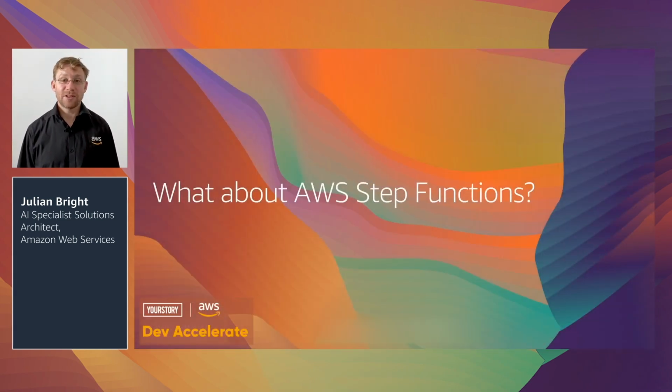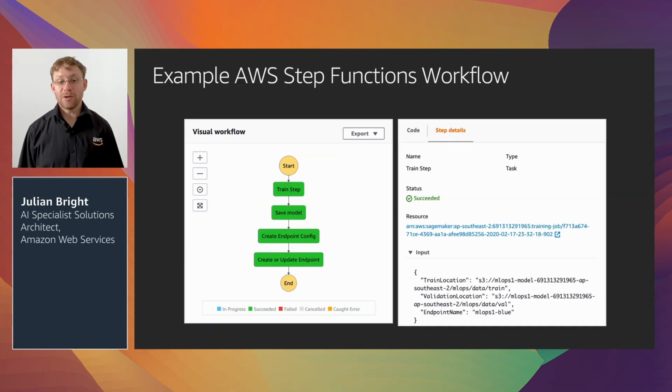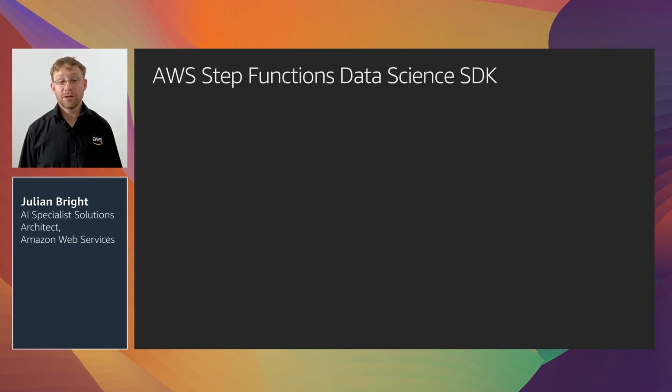So what about AWS Step Functions? Well, here's an example of an AWS Step Functions workflow. It's quite similar insofar as you can create a training step, deploy an endpoint, and create that endpoint. These steps are all sequential, and they can be set up simply through the use of some Python code and the AWS Data Science SDK.